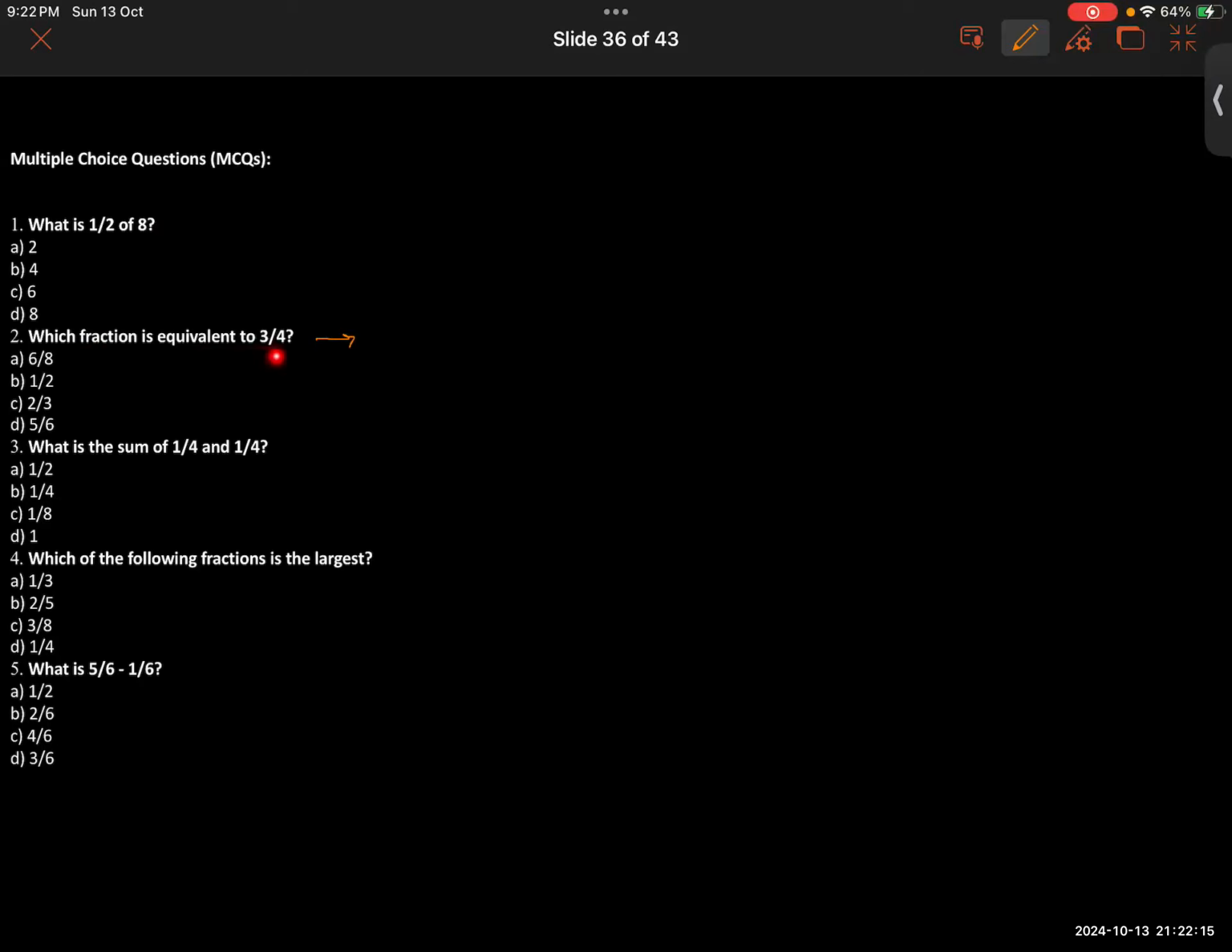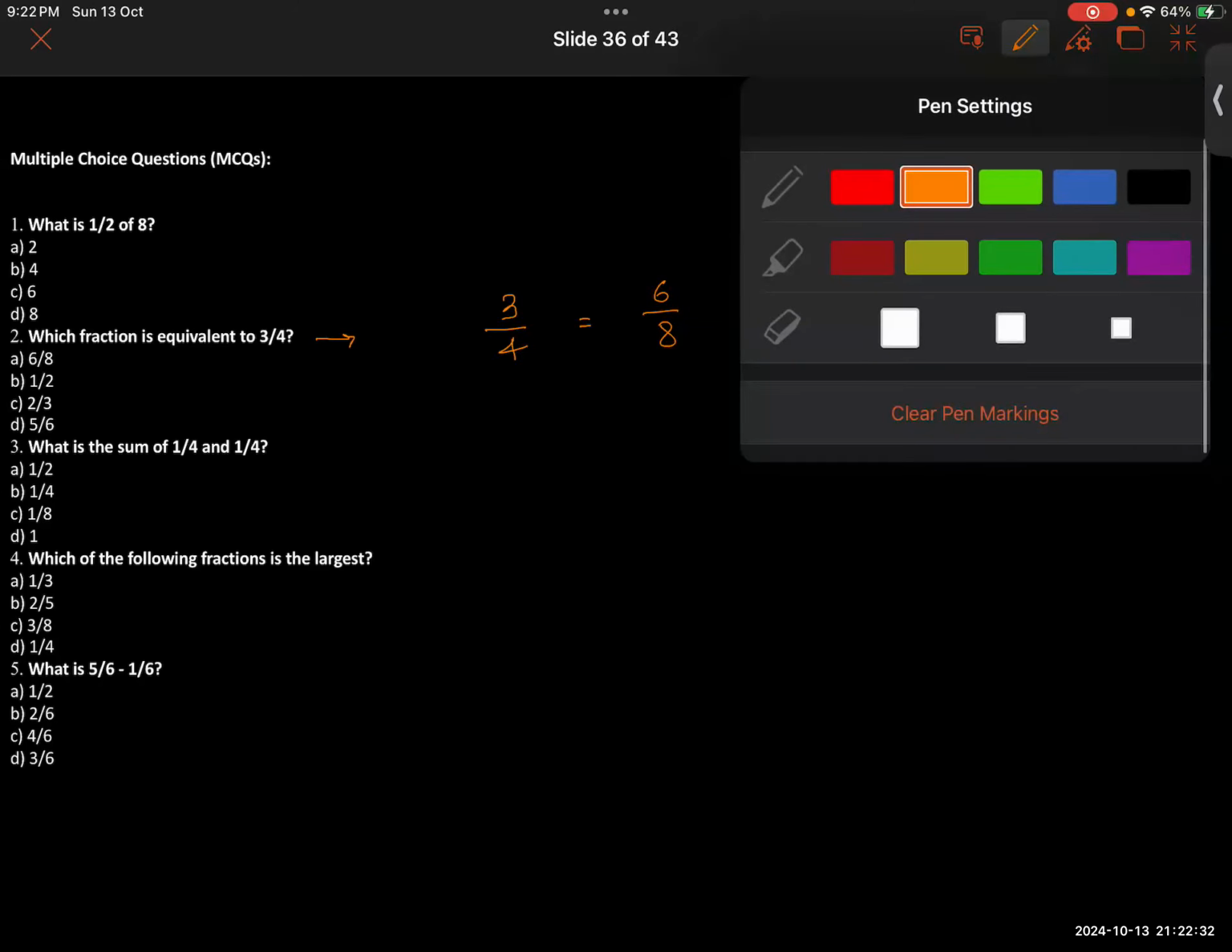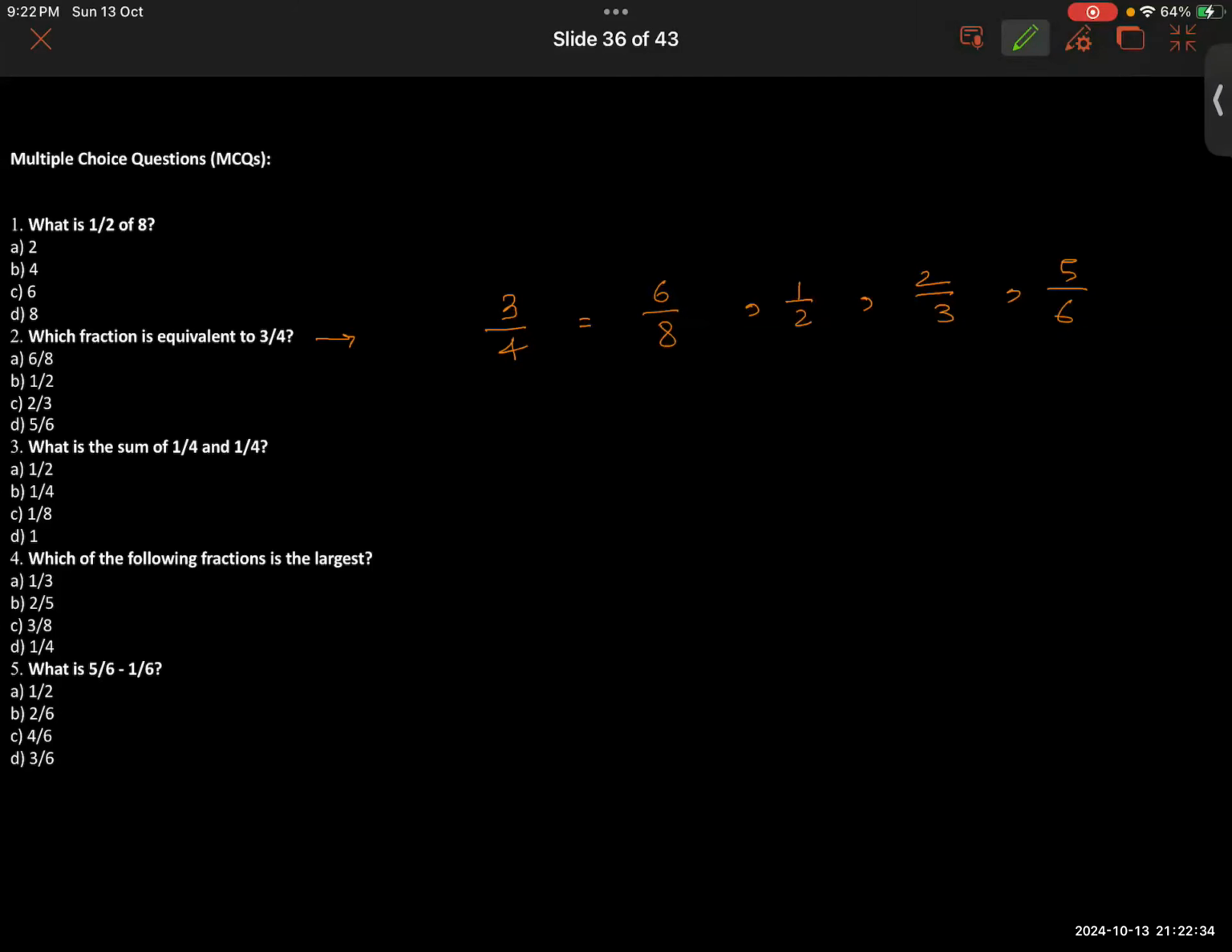Which fraction is equivalent to 3/4? Is it 6/8? Is it 1/2? Is it 2/3? Or is it 5/6? Habib, can you tell me? 1/2 you're saying? No, that is not correct. Read the definition of equivalent fraction. What do we know about this?